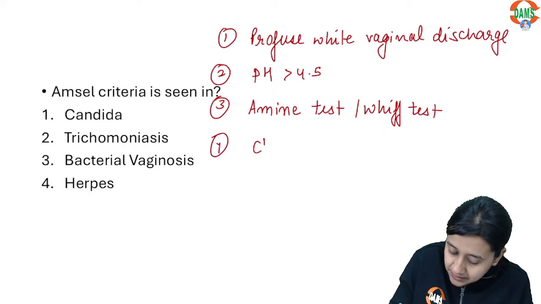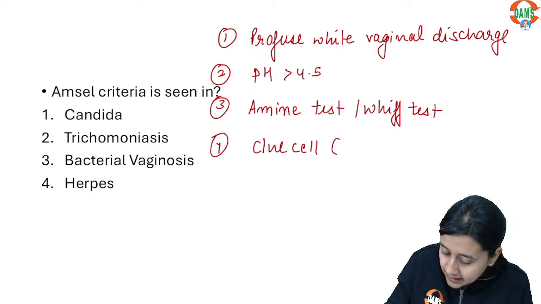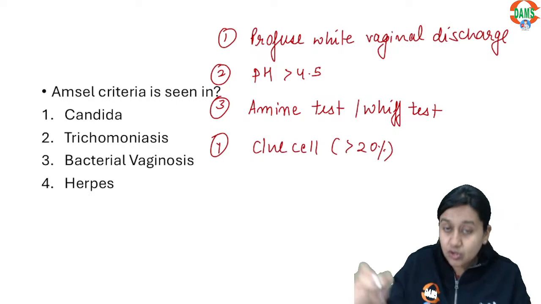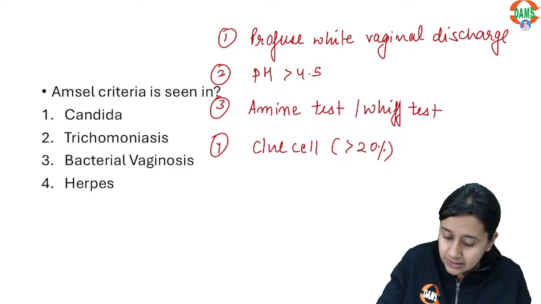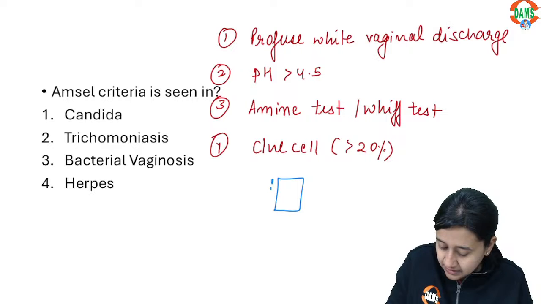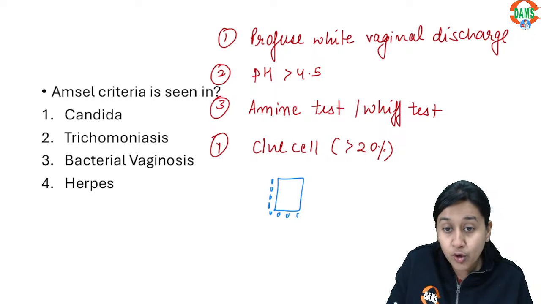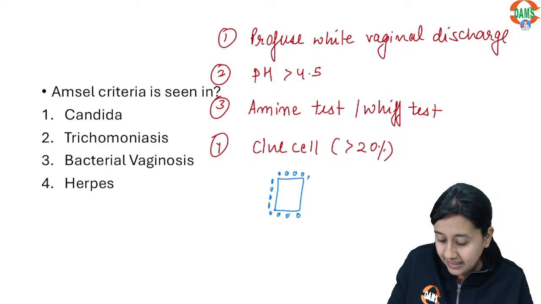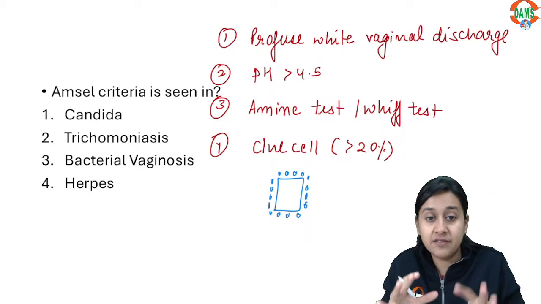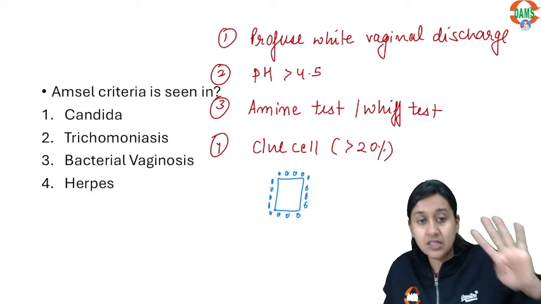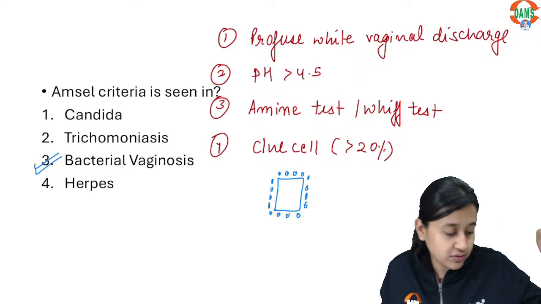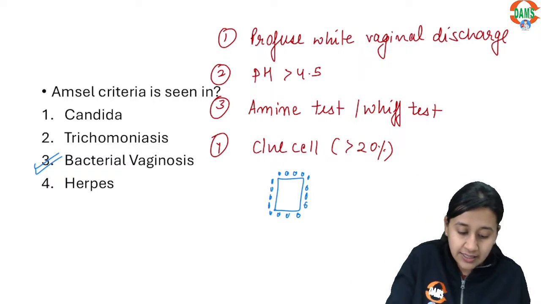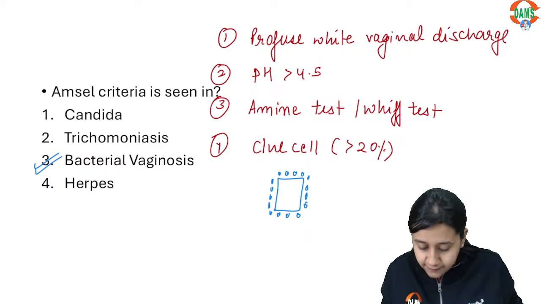And the fourth is the presence of clue cells. At least 20% of the vaginal epithelial cells should be clue cells. What are clue cells? You have vaginal epithelial cells which are full of bacteria, studded with bacteria on the surface. So these are the 4 points, and the answer is bacterial vaginosis. AMSL criteria is used in patients of bacterial vaginosis.